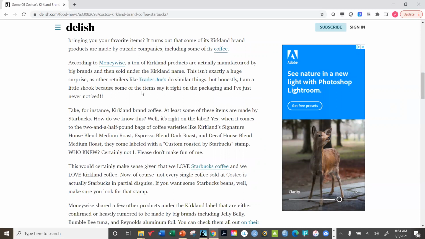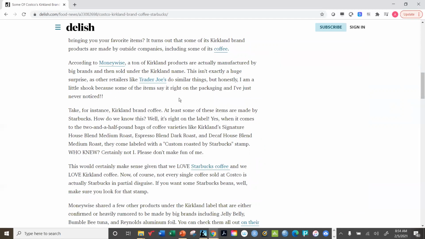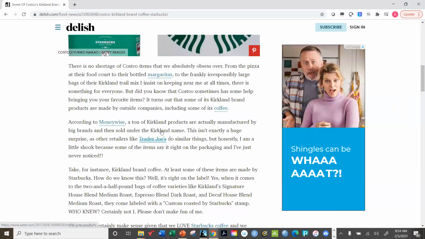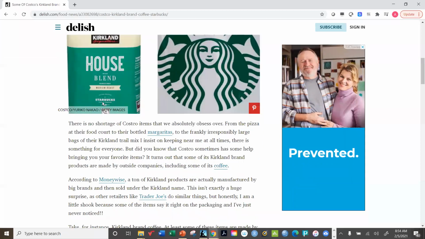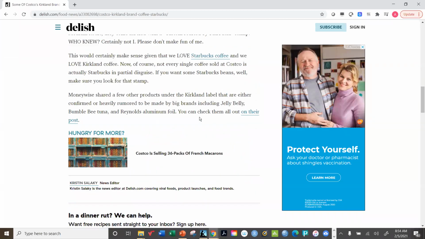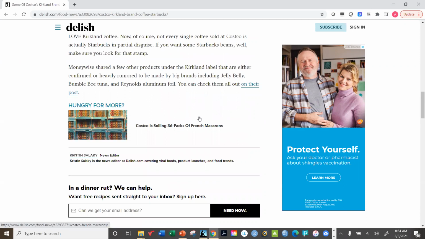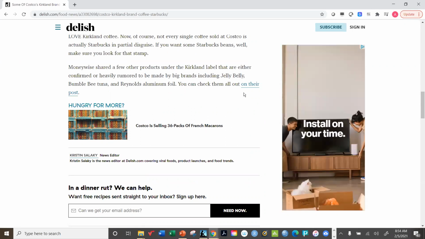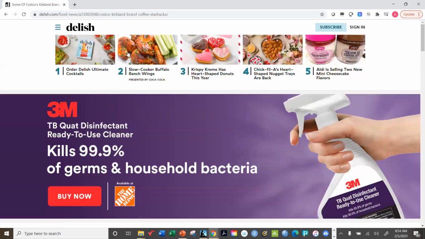Now he says here that in some cases it actually says it right on the label. Apparently, according to this, if you went to Costco to buy this coffee, it actually says on the label, custom roasted by Starbucks. How do you like that? It actually says it. Wow, I didn't realize. It's not always meant to be known by the public, but they're saying here that maybe the tuna fish is being made by Bumblebee and all the rest. But anyway, it's something you might want to investigate.